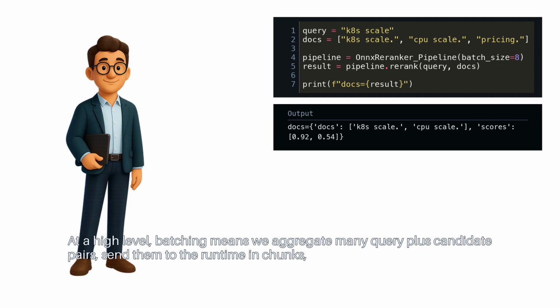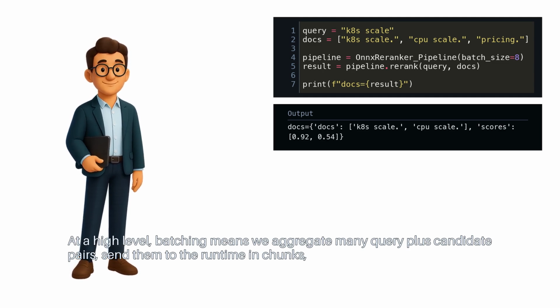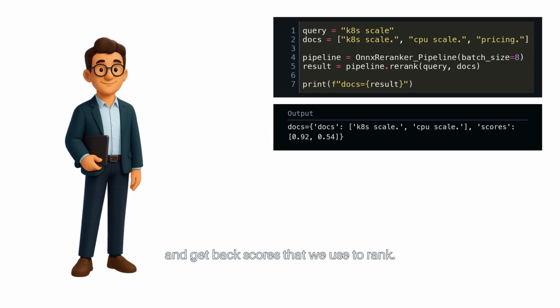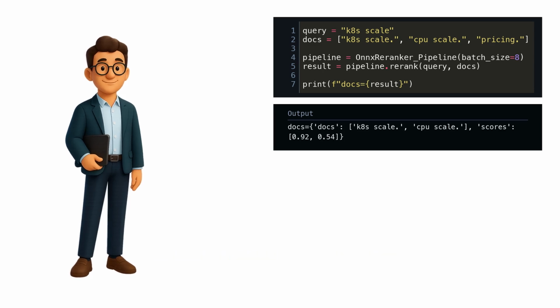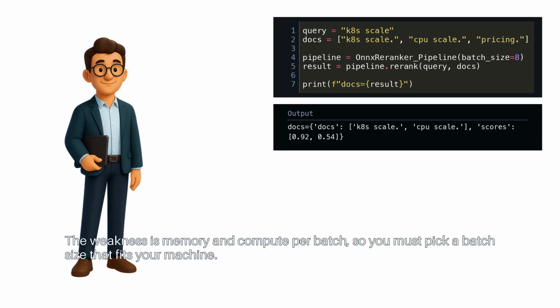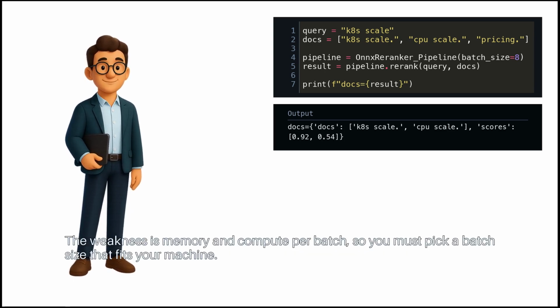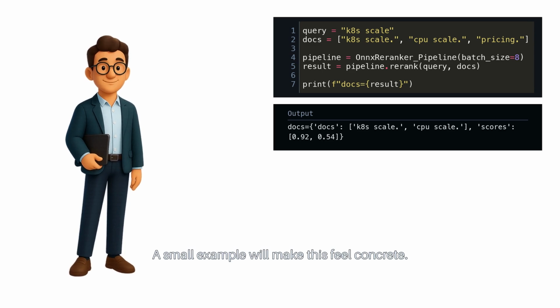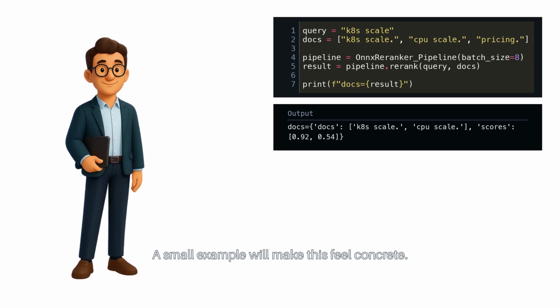At a high level, batching means we aggregate many query plus candidate pairs, send them to the runtime in chunks, and get back scores that we use to rank. The strength is quality from the cross-encoder. The weakness is memory and compute per batch, so you must pick a batch size that fits your machine. A small example will make this feel concrete.